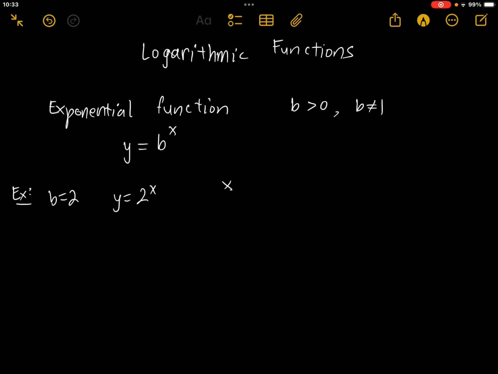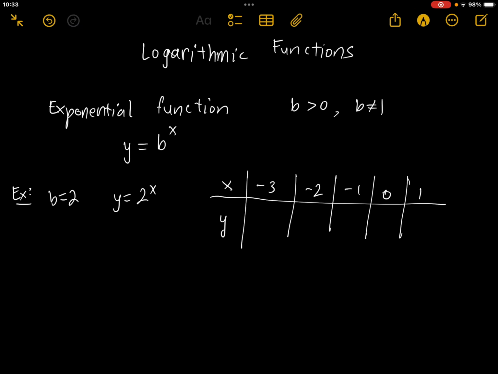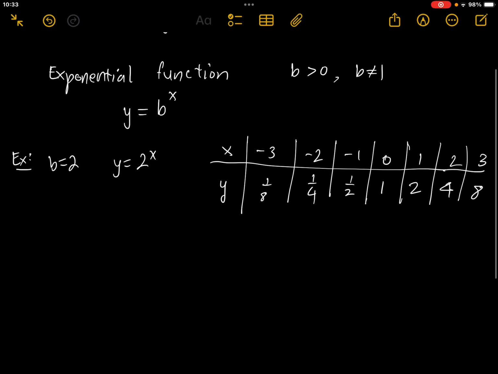Let's make a table of the x values and some y values. So if x is, let's just plug in some integers. If you plug in -3 into y equals 2 to the x, you get 1/8, and then you get 1/4, and then 1/2, 1, and then 2, 4, and then 8.